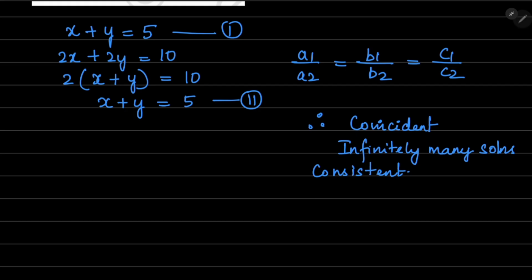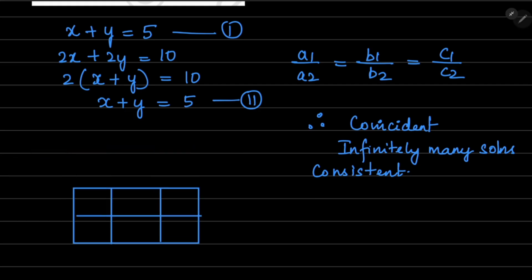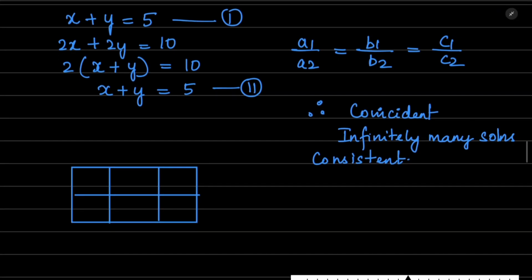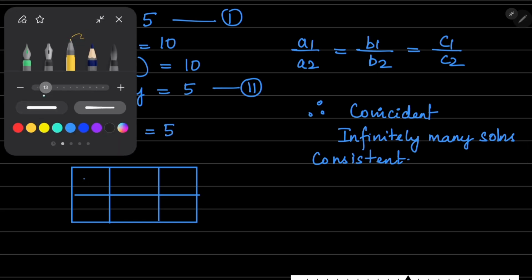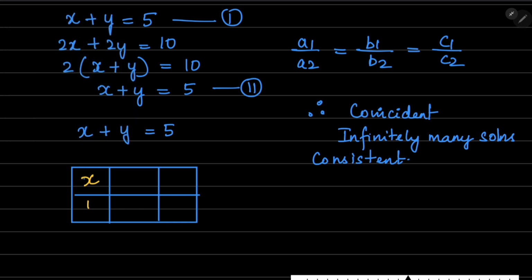So what is the equation? x plus y equal to 5. Okay. So let's take different values of x and y. Suppose if your x is 0, what will be your y? y will be 5, right? If your x is 2, for example, what will be your y? y will be 5 minus 2, which is 3.